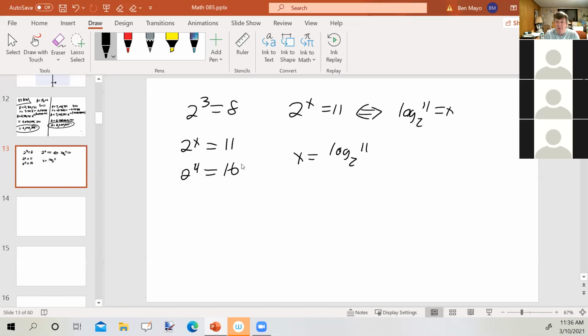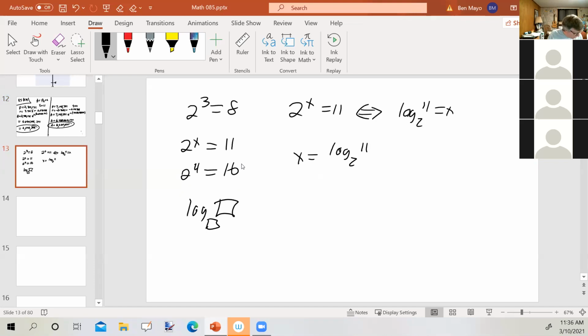But the problem is, most of our scientific calculators don't have a log base 2 button. Some of you might have a calculator that has this button, where it has a little box for the base and a box for the quantity you take the log of. If you do, then you can punch that straight in. But if you don't, then you need to use the change of base formula.